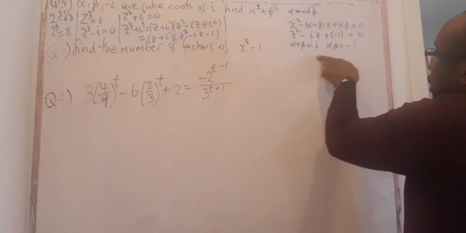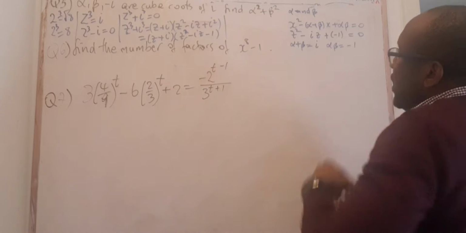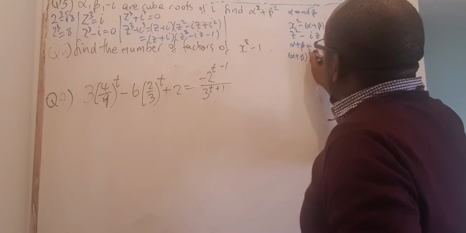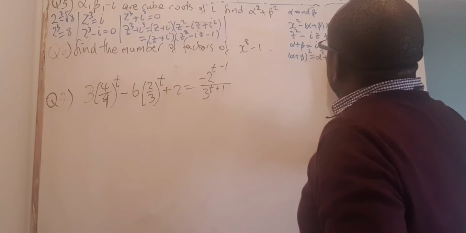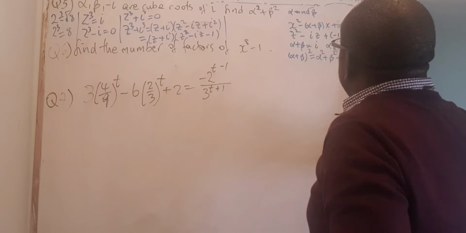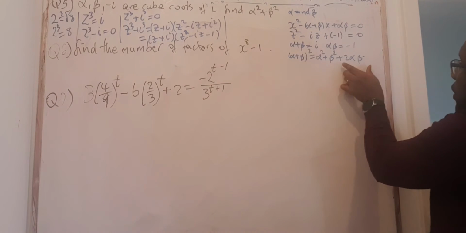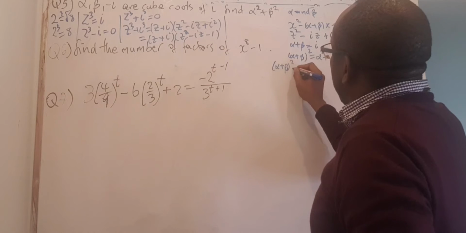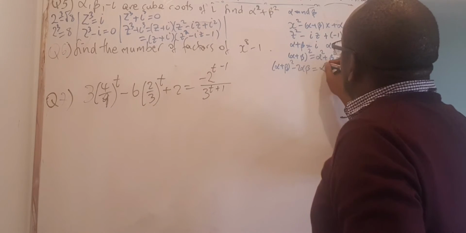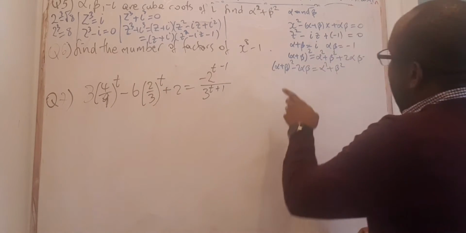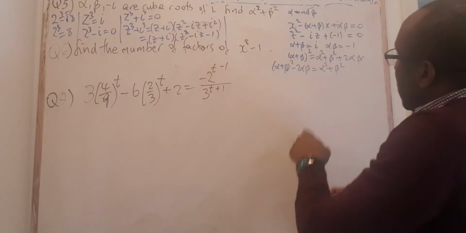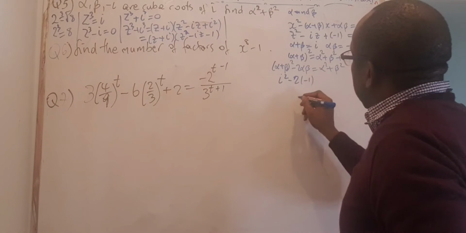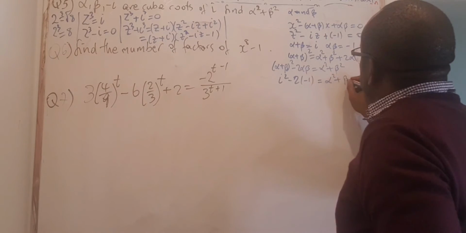To get this now, I need to use this information, but it's not in that form. So I'll play with it. So I know that alpha plus beta squared is alpha squared plus beta squared plus 2 alpha beta. I'm looking for this one, so I can take this to the other side. That means alpha plus beta squared minus 2 alpha beta is equal to alpha squared plus beta squared. I have all the information I need from here. So this here, this is I squared minus 2 into minus 1. That's alpha squared plus beta squared.